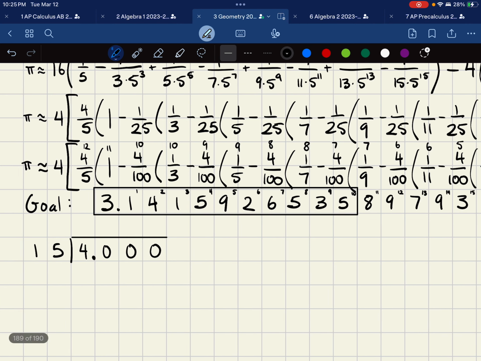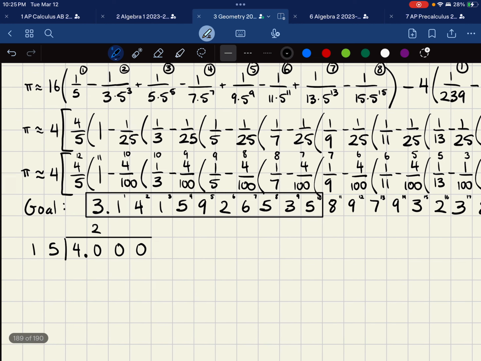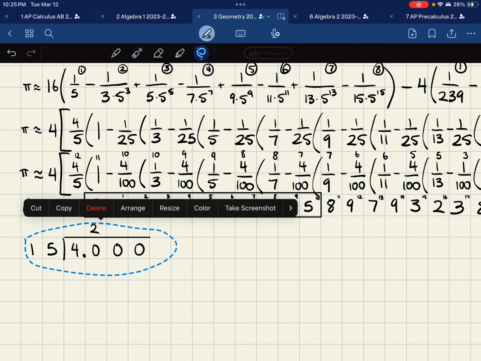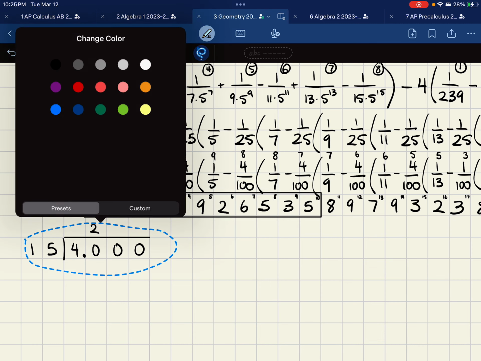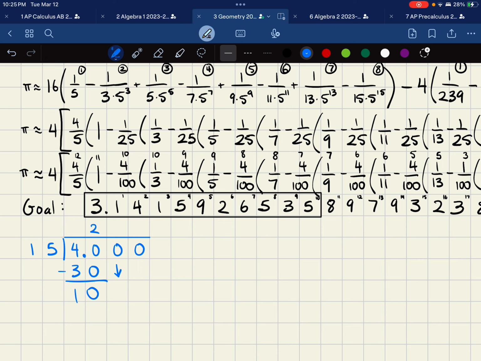I need to make sure that this looks as nice as possible. All right, so 15 does not go into 4, but it does go into 40. If I do that 2 times, it's going to be 30. Oh, I'm doing division. I need to practice my color coding. Long division is supposed to be in the color blue, so let me change all of this to blue. And it's going to be 30, subtract, I get 10, bring down 0, and 15 goes into 100.